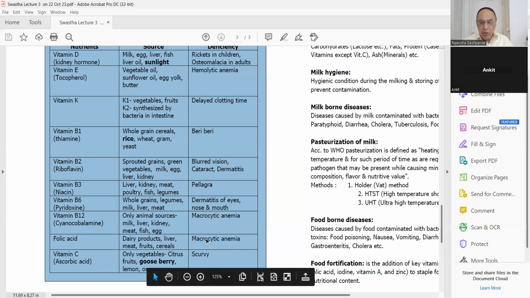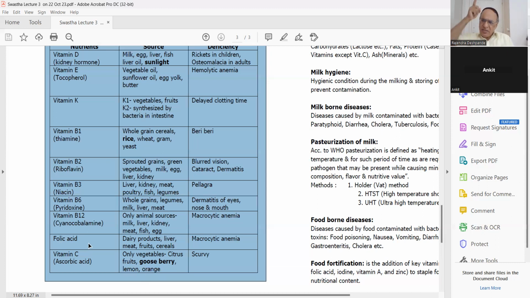Its deficiency also can cause macrocytic anemia. In pregnancy, iron tablet is given, and folic acid is also a must for pregnancy. Why? Because if it is not taken by the pregnant woman and there is a deficiency, it can cause brain problems, neuronal problems, congenital deformities. So folic acid should be given to the pregnant woman in addition to the iron hematinics.